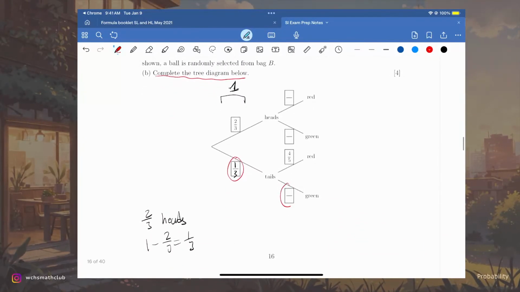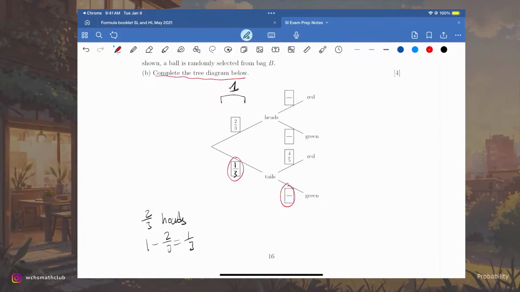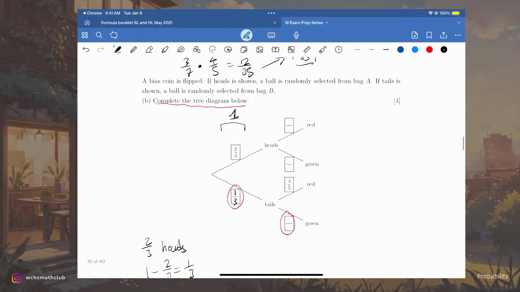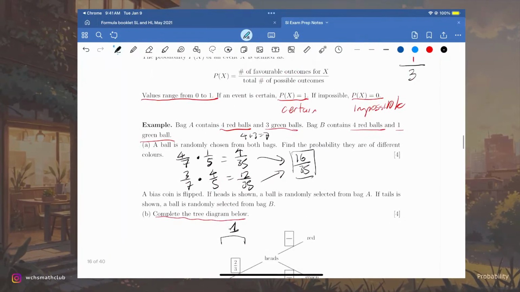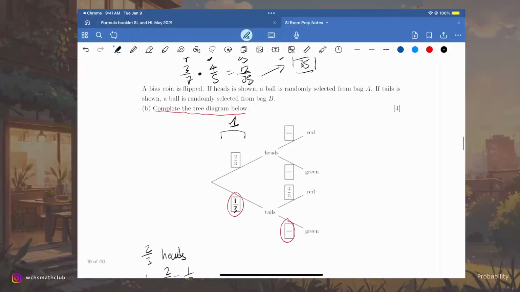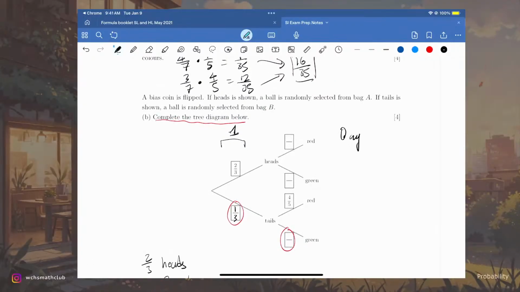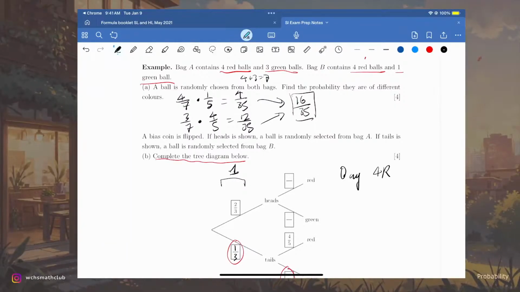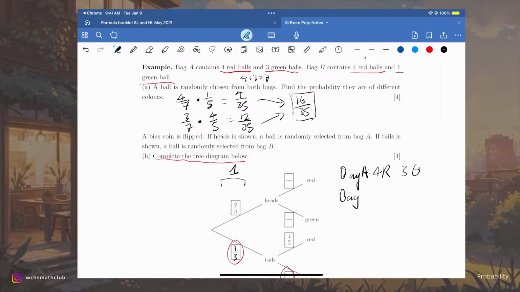Yes. So we'll calculate this probability first. Let me just write down how many balls each of the bags has. So 4 red, 3 green. That's bag A. Bag B, 4 red, 1 green.